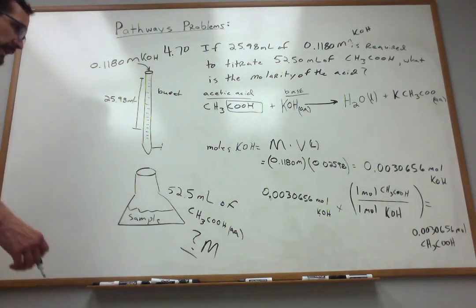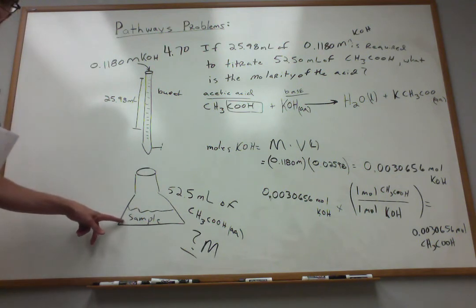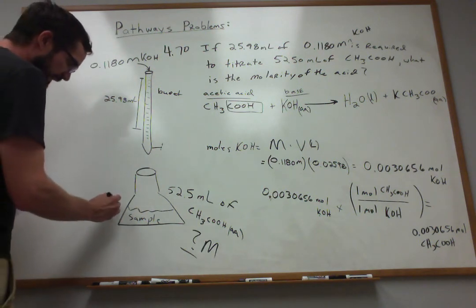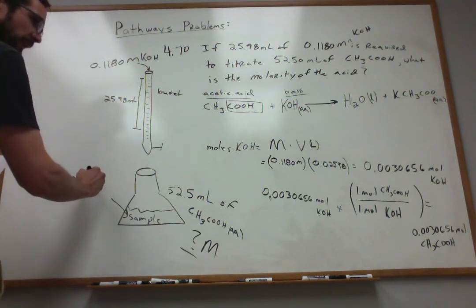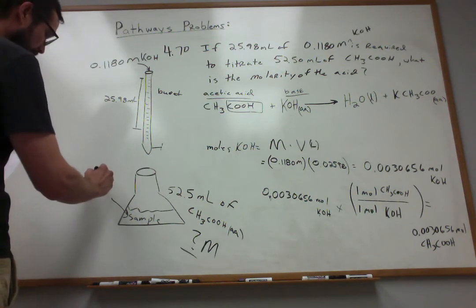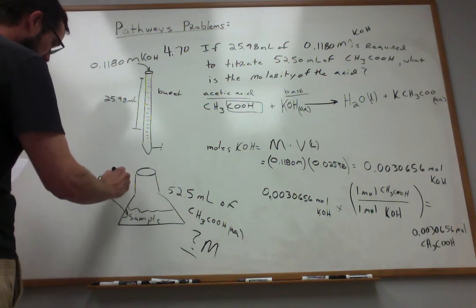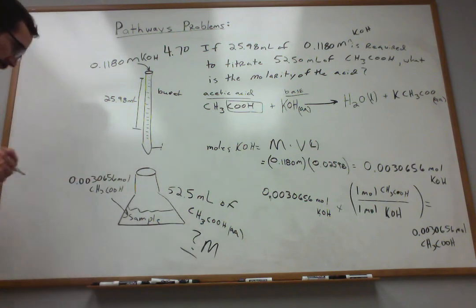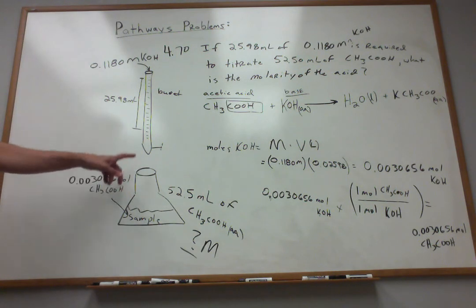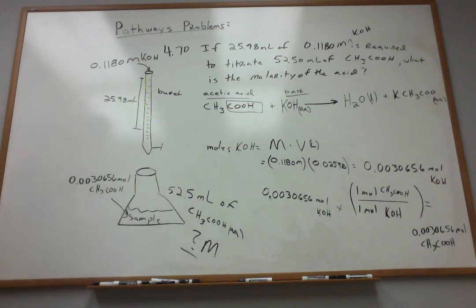Well, where did those moles come from? Or where were they when we started this reaction? Weren't they in this sample? So inside this flask, now I know that when I started this experiment, I had 0.0030656 mole of my acetic acid present. That's how many moles were present there. It had to be the case, because that's how many I consumed in the reaction. And I also know that the volume of that sample was 52.5 milliliters.